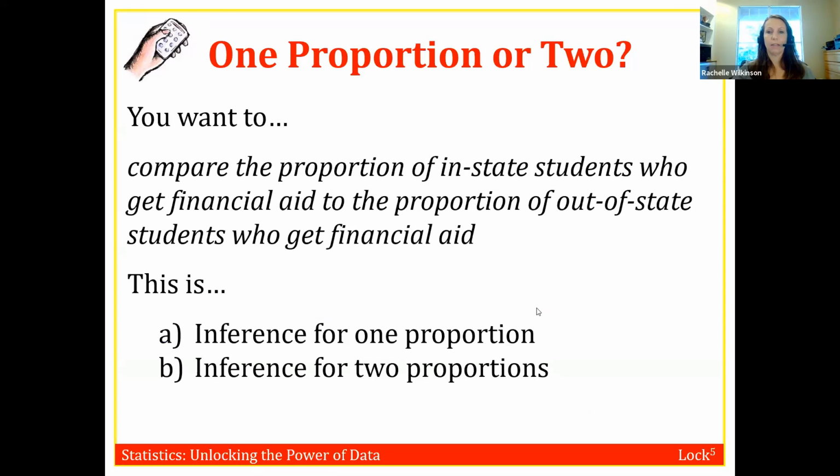All right, and another one here. This time you want to compare the proportion of in-state students who get financial aid to the proportion of out-of-state students who get financial aid.